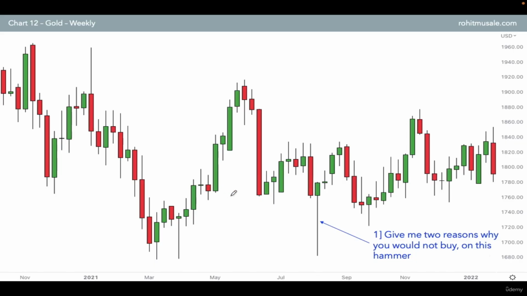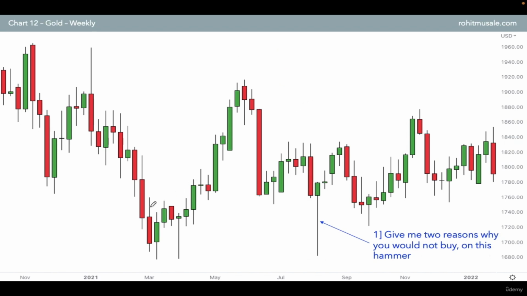So question 1, give me 2 reasons why you would not buy on this hammer. So first reason is, of course, if you buy on this hammer, your stop loss would be here. Your target would be here. So that's a poor reward to risk ratio. We need at least 2:1. So that is one reason why I would not buy on the hammer.